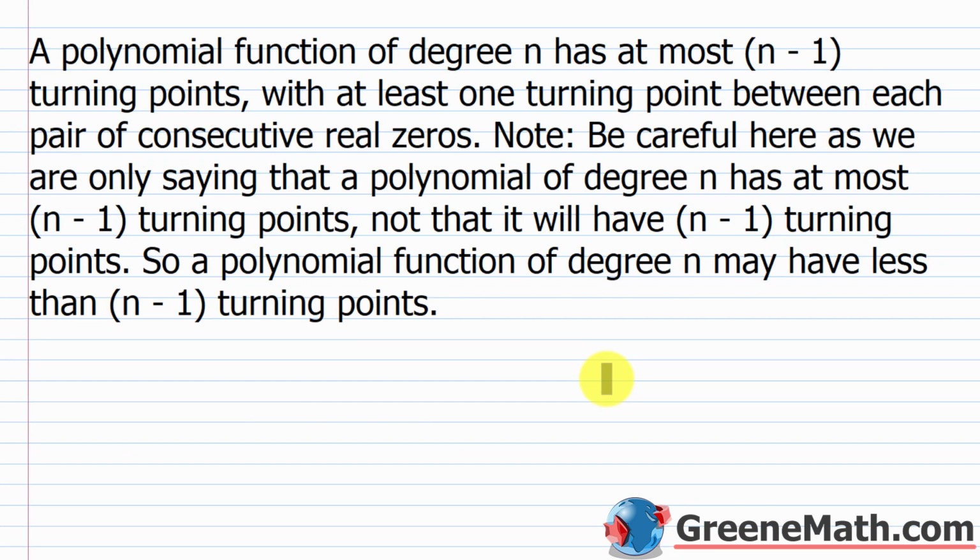Okay, one more thing before we look at an example. A polynomial function of degree n has at most n minus 1 turning points. So let's say the degree was 3. The most turning points you would have would be 3 minus 1, which is 2, with at least one turning point between each pair of consecutive real zeros. So keep that in mind.